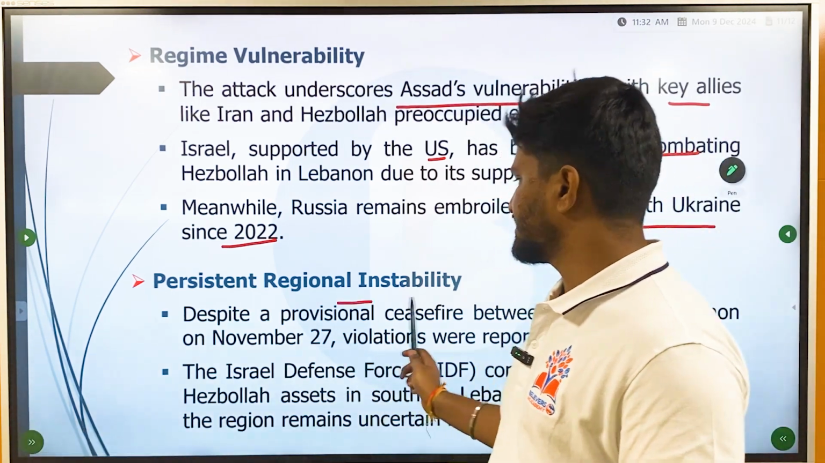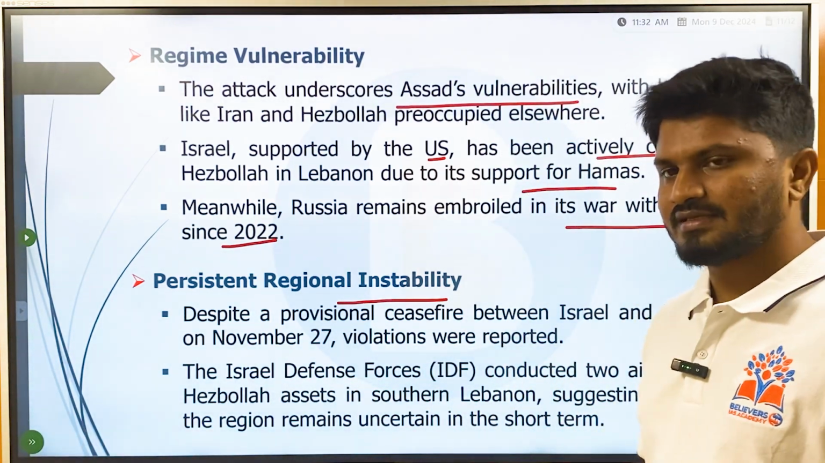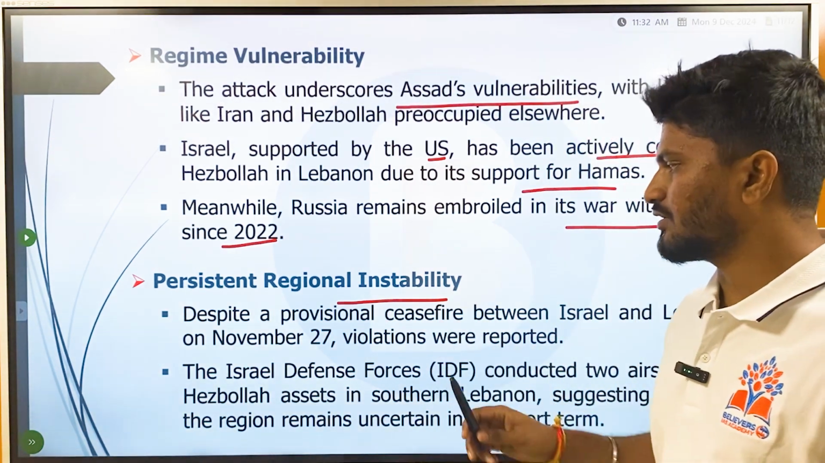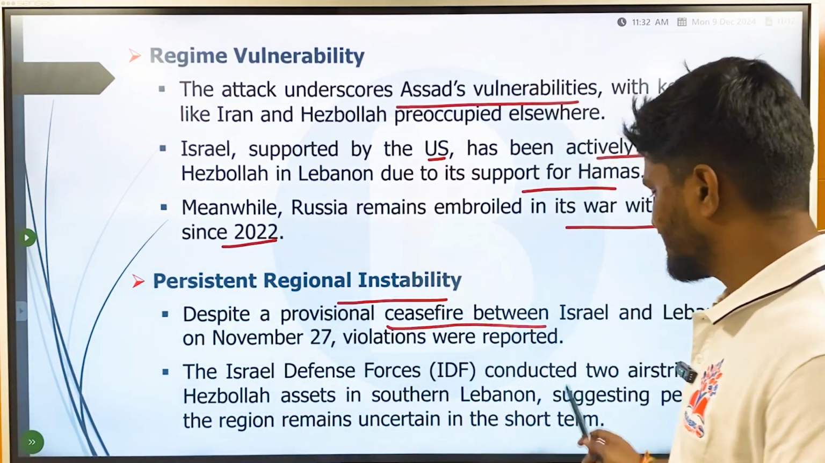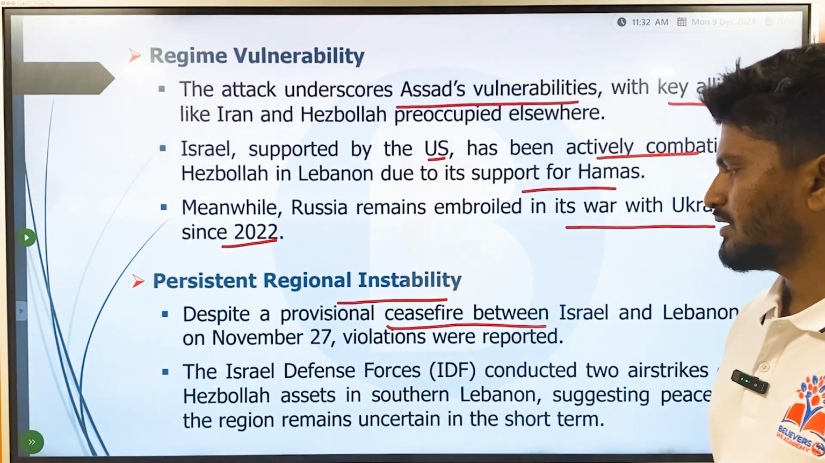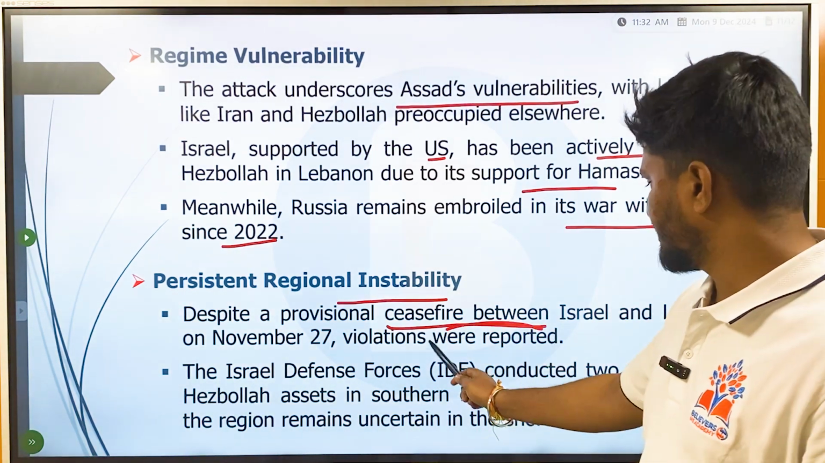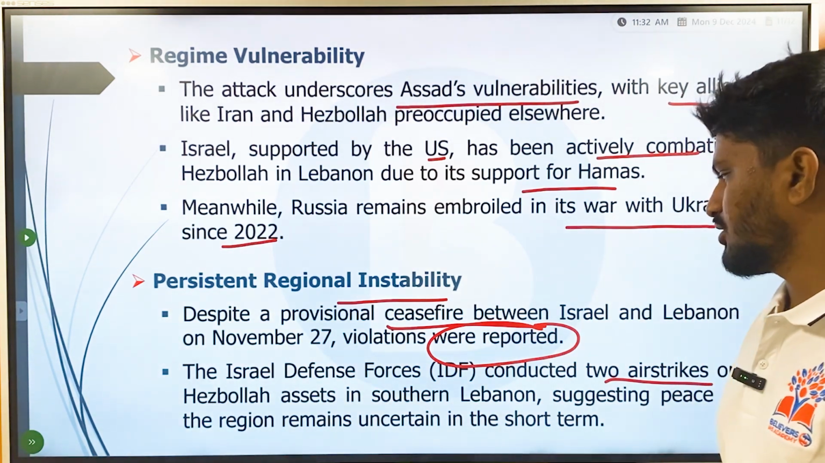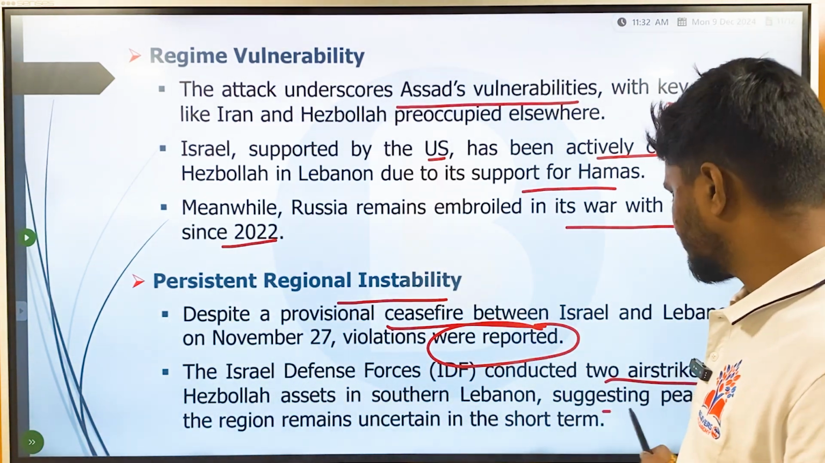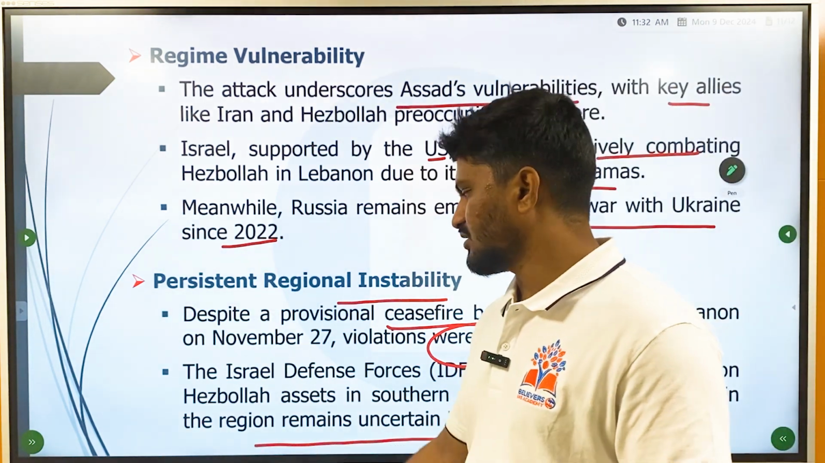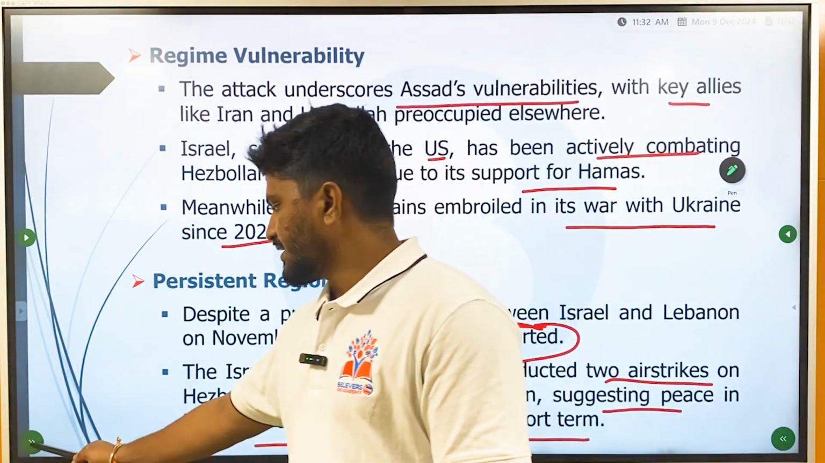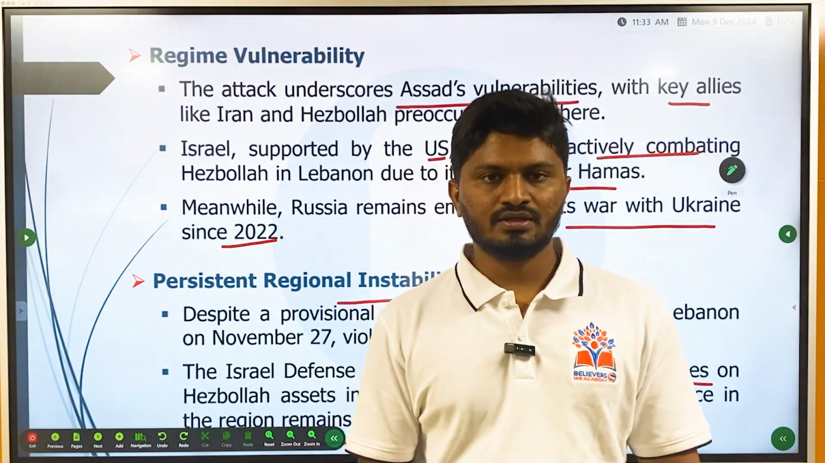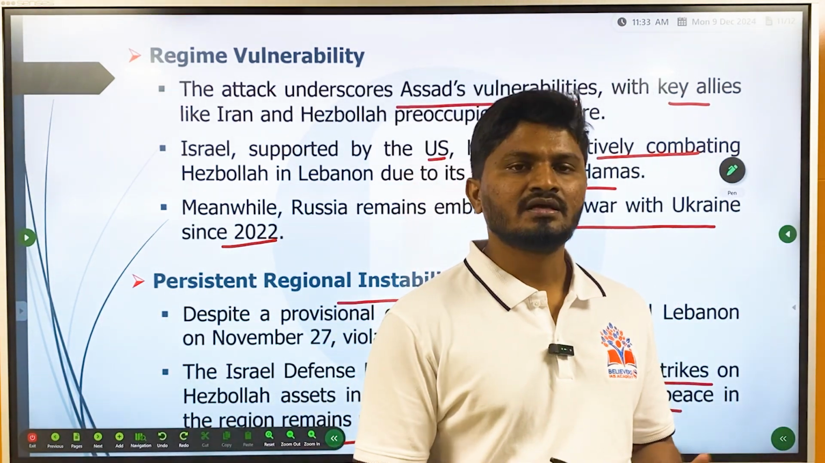And then persistent regional instability. The Syrian region has always been home to instability because of various terror groups. Despite a provisional ceasefire between Israel and Lebanon on November 27, violations were reported. The Israel Defense Force conducted 2 airstrikes on Hezbollah assets in southern Lebanon, suggesting peace in the region remains uncertain in the short term. So that is why all these issues make the Syrian war very important, very significant. We will discuss if anything new comes up in the coming days.